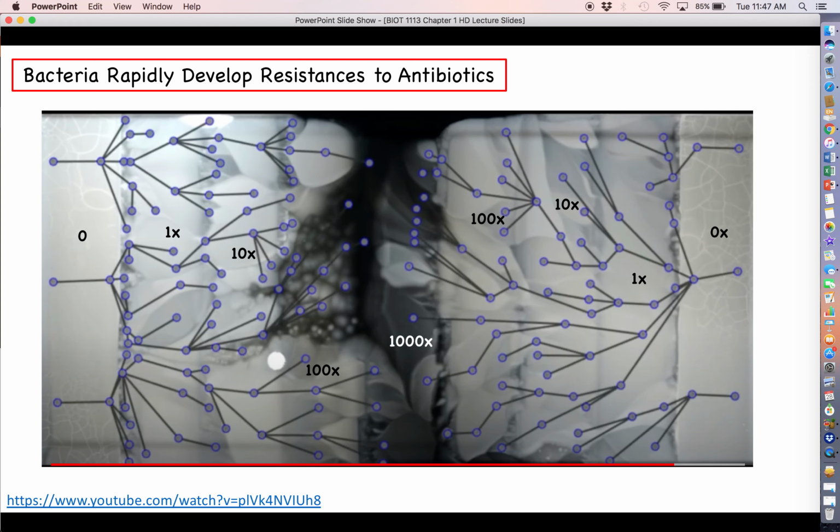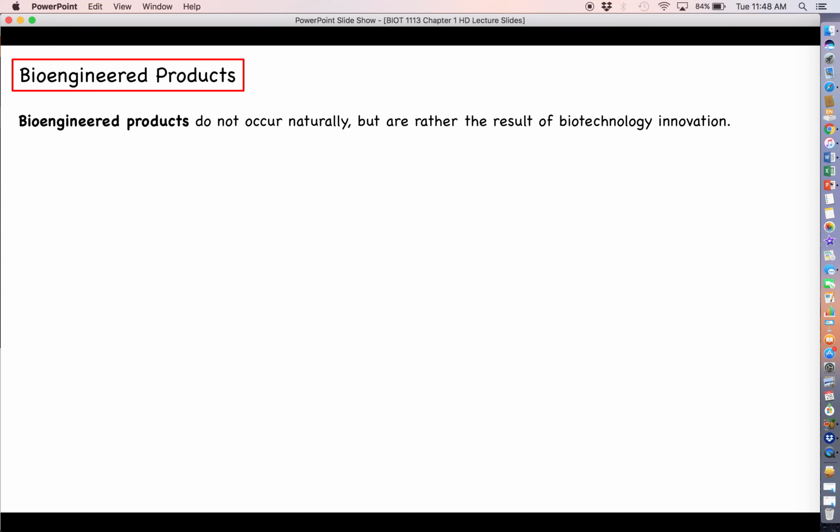So the whole point of a demonstration like this is to convince you that whatever our current cache of antibiotics we have currently available to us right now, it's not going to be enough. Bacteria are capable of developing resistances to antibiotics so rapidly that in biotechnology, our development of new antibiotics needs to at least happen as quickly as these new resistances happen. So very important application for what we're going to talk about here, bioengineered products.